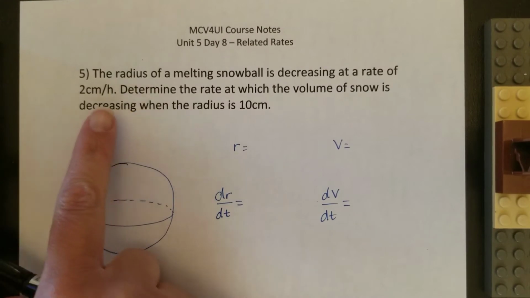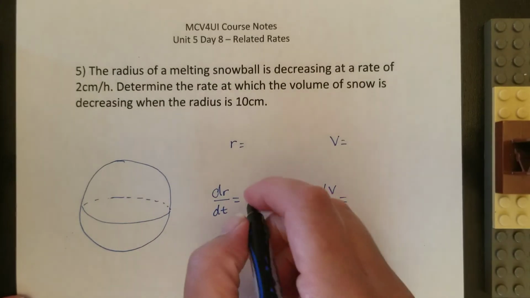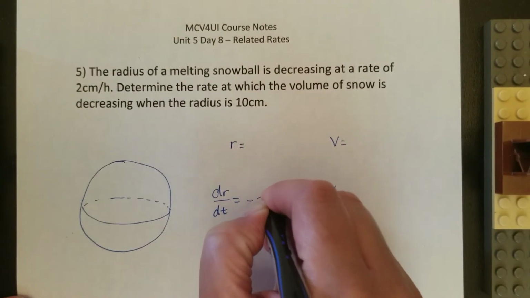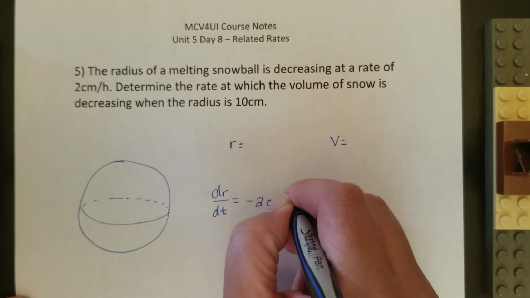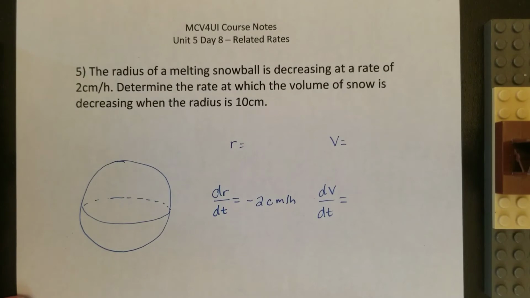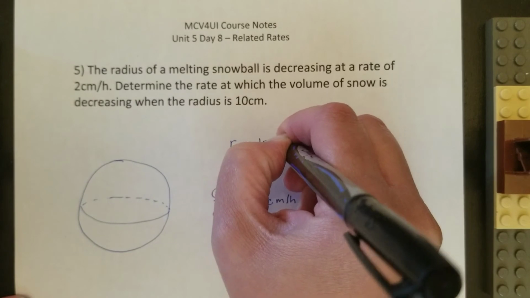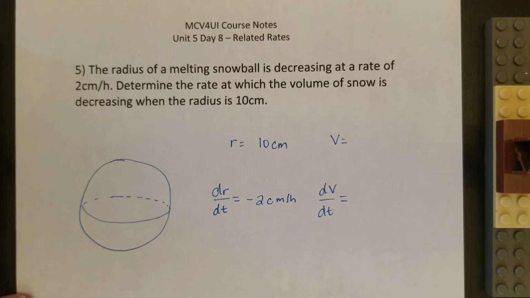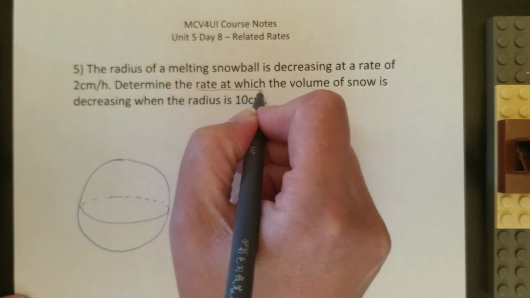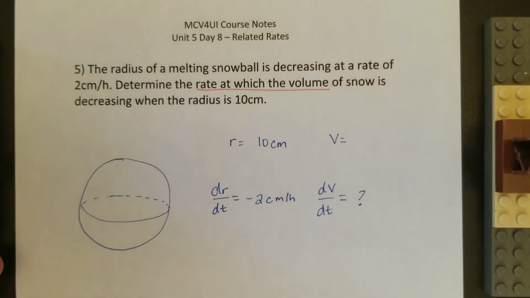It says the radius is decreasing at a rate of 2 centimeters per hour. So that's really important to make sure you get the right sign in here. So dr dt would be negative 2 centimeters per hour. And it says when the radius is 10 centimeters. So we are looking at the rate at which the volume of snow is decreasing. So the rate of change of the volume, that's what we want to be able to find. So you can put in a question mark there.